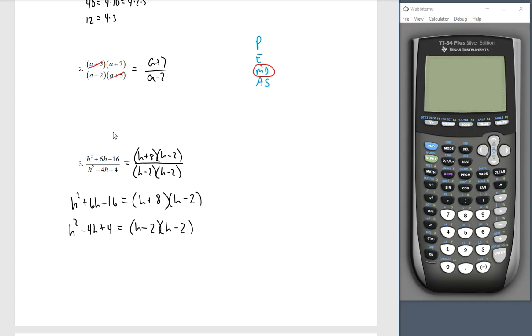Now, we could do the best part. We could cancel. I'm going to take this h minus 2 and cancel it just because they're over top of each other. I could have canceled the first h minus 2, it doesn't matter, but there's only 1 in the numerator. I can only cancel 1 in the denominator. Right? They have to pair up. It has to be a 1-to-1 relationship in that canceling.